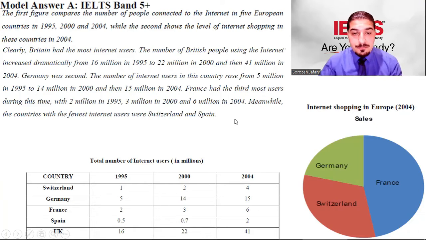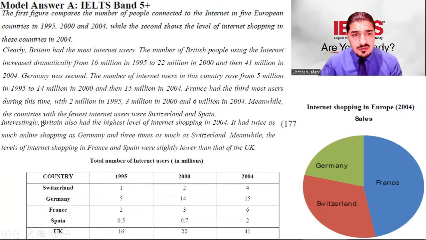I apologize. Interestingly, Britain had the highest level of internet shopping in 2004, it had twice as much online shopping as Germany and 3 times as much as Switzerland. Meanwhile, the level of internet shopping in France and Spain were slightly lower than that of the UK. When you write the United Kingdom, you have to use the UK.